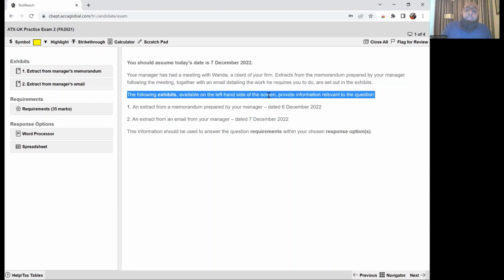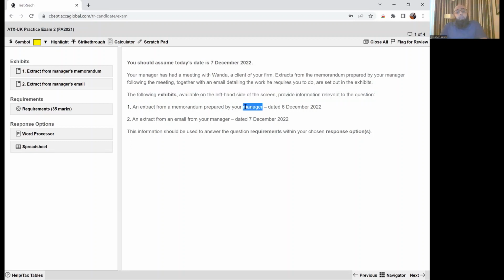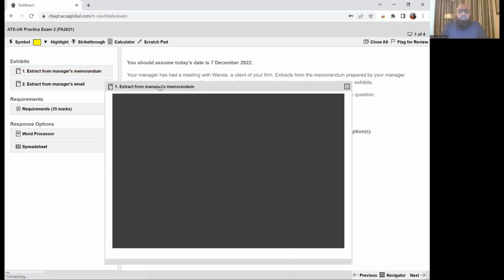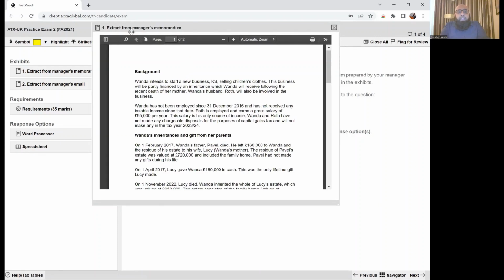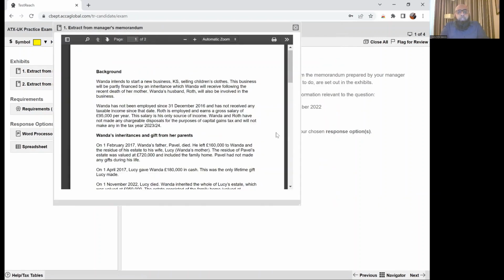The following exhibits available on the left-hand side of the screen provide information relevant to the question. Number one, extract from a memorandum prepared by your manager and an extract from an email from your manager. So obviously people know that this information is not very much useful. It is just basic introduction. Let's read the extract from the manager's memorandum, which will give us more detailed information about the question.